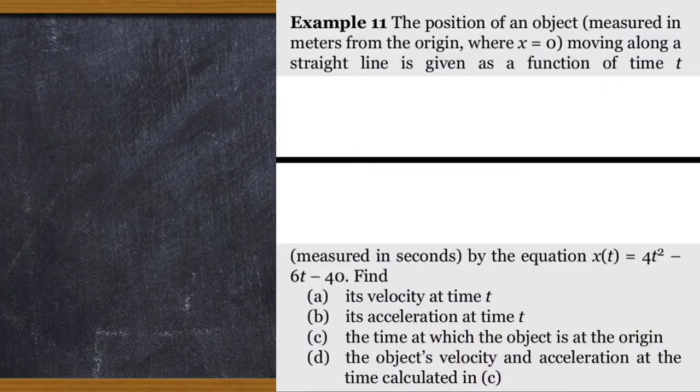Now let's take this example 2. Example 2, they said the position of an object measured in meters from the origin, where x is equal to 0, moving along a straight line is given as a function of time by the equation. Please note here, they gave us the position as a function of time by this equation: s(t) is equal to 4t squared minus 6t minus 40. Altogether, now this is what is given to us.